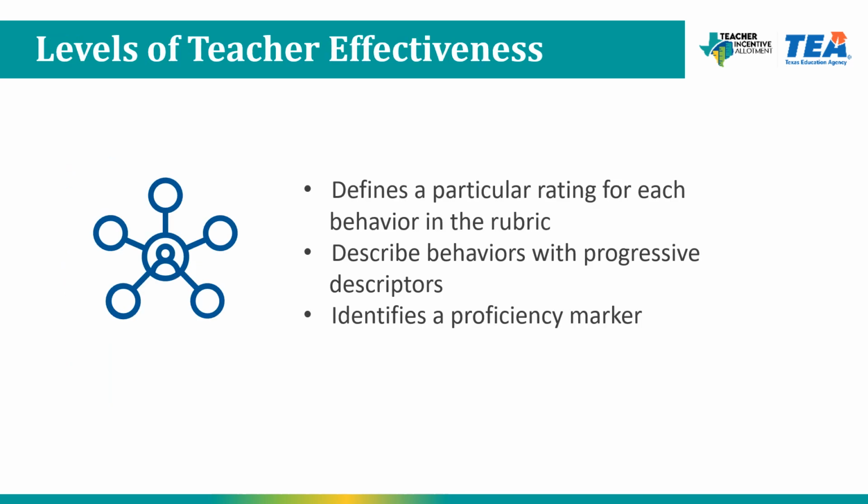Describing levels of teacher effectiveness. This means the rubric clearly defines what yields a particular rating for each behavior on the rubric. Typically, this includes the use of progressive descriptors. Districts will also be required to identify a proficiency marker. Which level must teachers achieve in order to be considered proficient? Best practice is to describe performance levels for each behavior rather than using a blanket description. On the next few slides, we'll look at some non-examples and then an example of what this might look like.